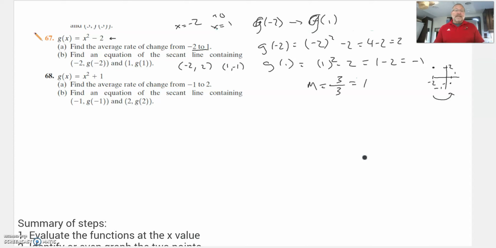The second part of this asks, what's the secant line equation? Well, I have a slope, and I have 2 points to choose from. I'm hoping you're thinking point-slope formula. I'll just choose the first point. So y minus 2, make sure you grab the y coordinate, is equal to the slope times x minus a negative 2, which is x plus 2. And there's your answer. Remember, keep it in point-slope form.